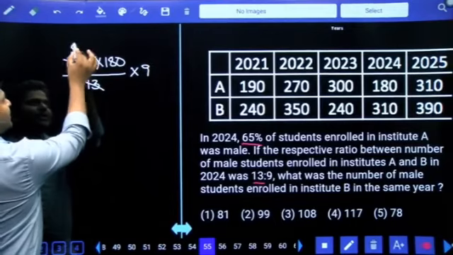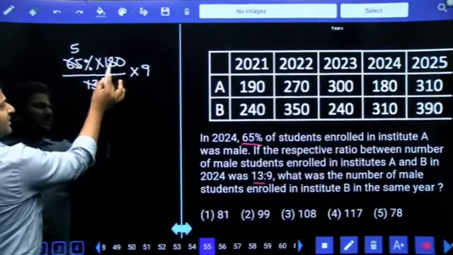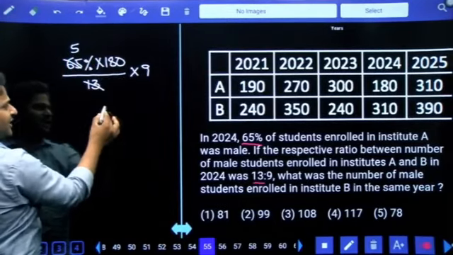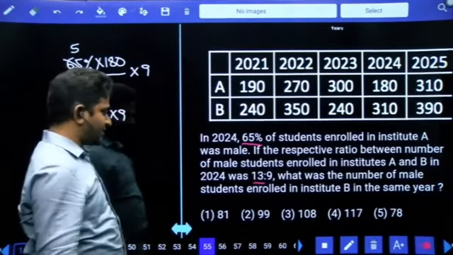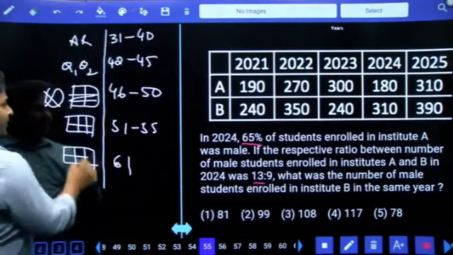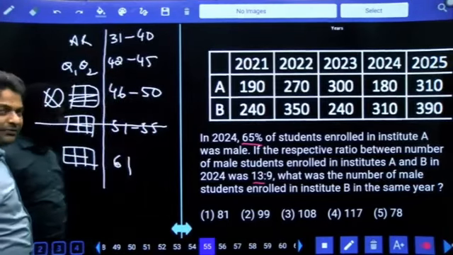13 5 times here. 10% of this number is 18. 5% is 9. So the final answer is 9 into 9. 9 9 is 81, first option answer. With this, we completed 51 to 55.